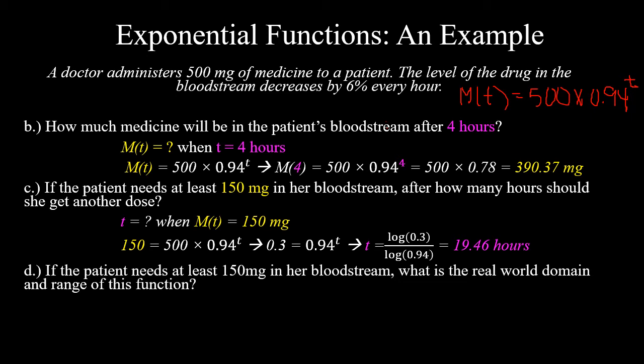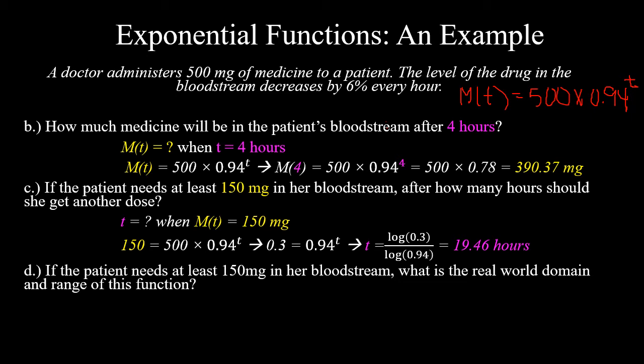So that gives us 150 equals 500 times 0.94 to the t, which gives us 0.3 equals 0.94 to the t. What do we need to use to solve for t now? Logarithms, okay, they're sort of the inverse operation here. So that gives us t equals log of 0.3 divided by log of 0.94, which is approximately 19.46 hours. Okay, so in approximately 19.5 hours, she'll be down to 150 milligrams of this medication in her blood, and she has to have at least that much. So the doctor's going to need to come in and give her another dose.